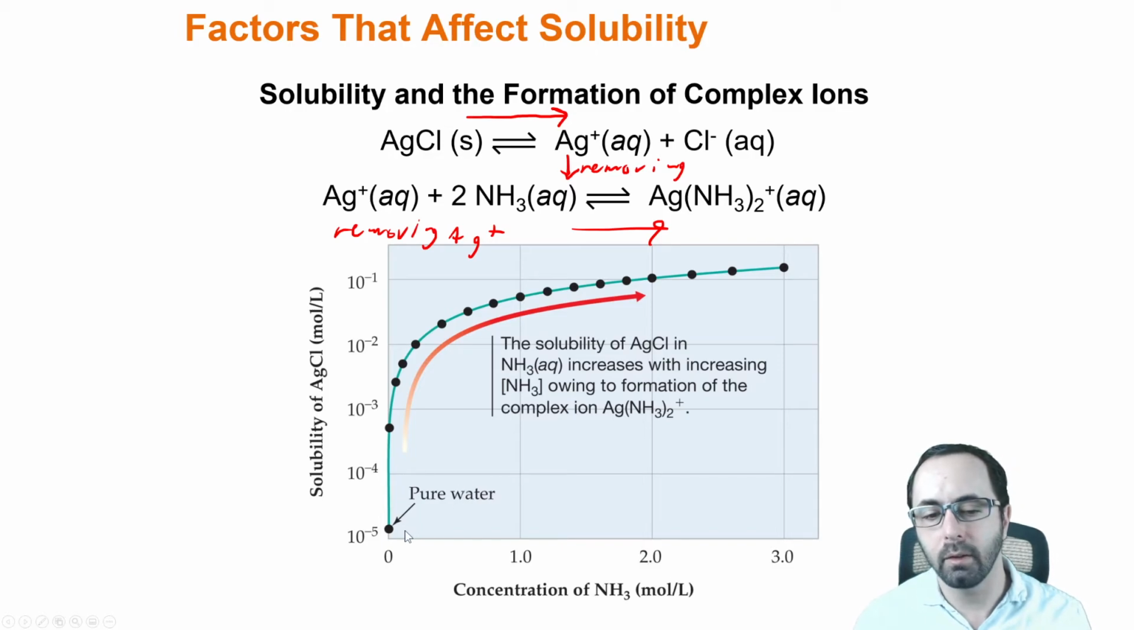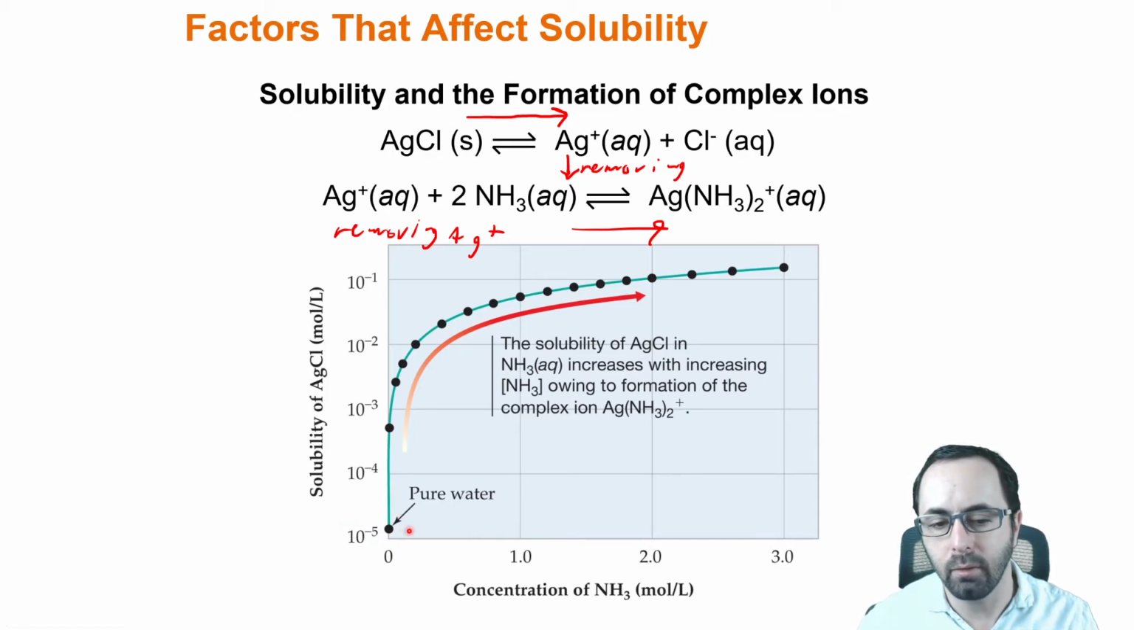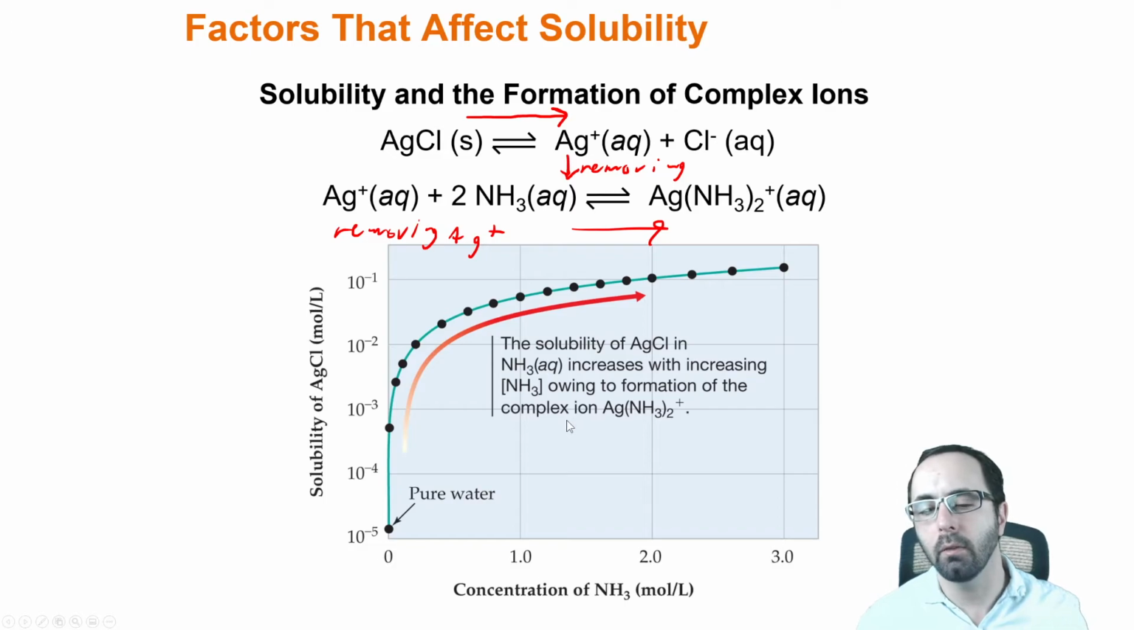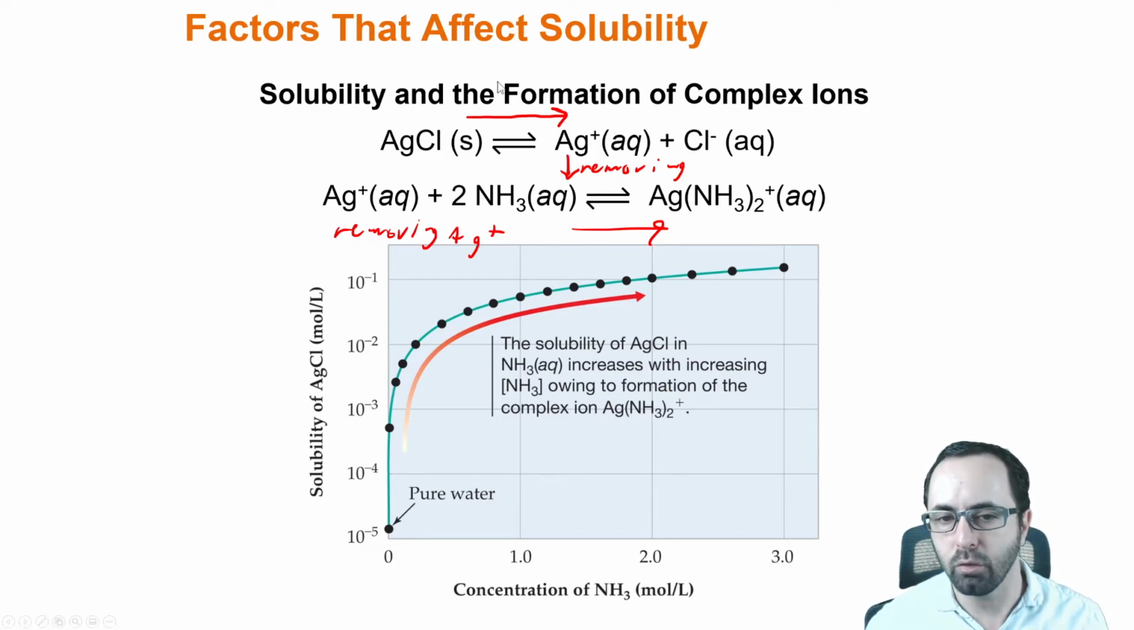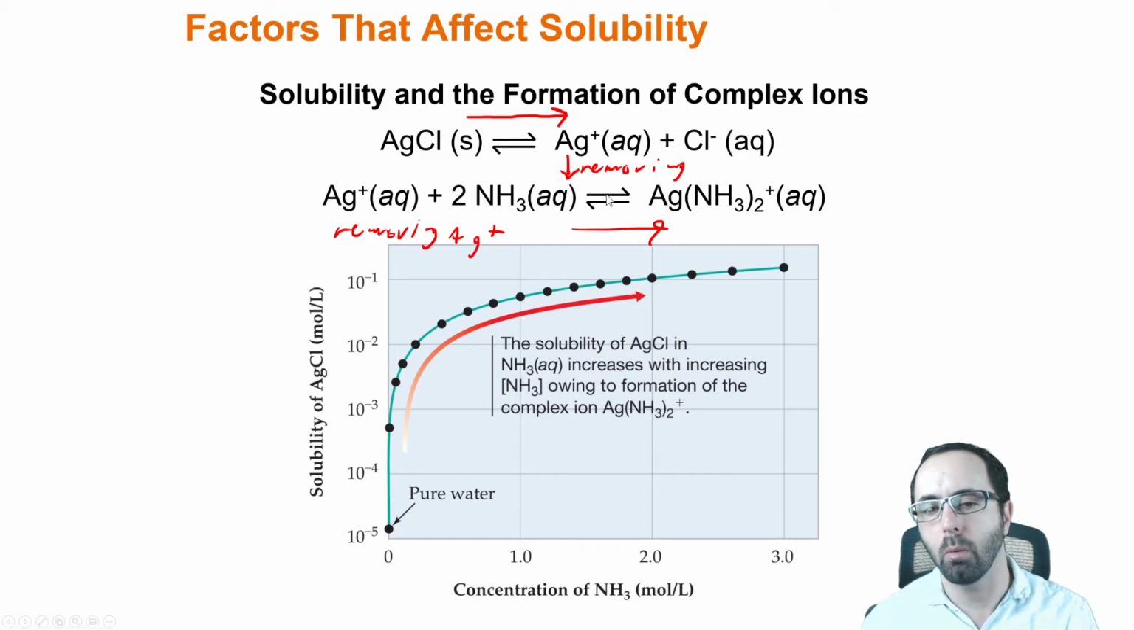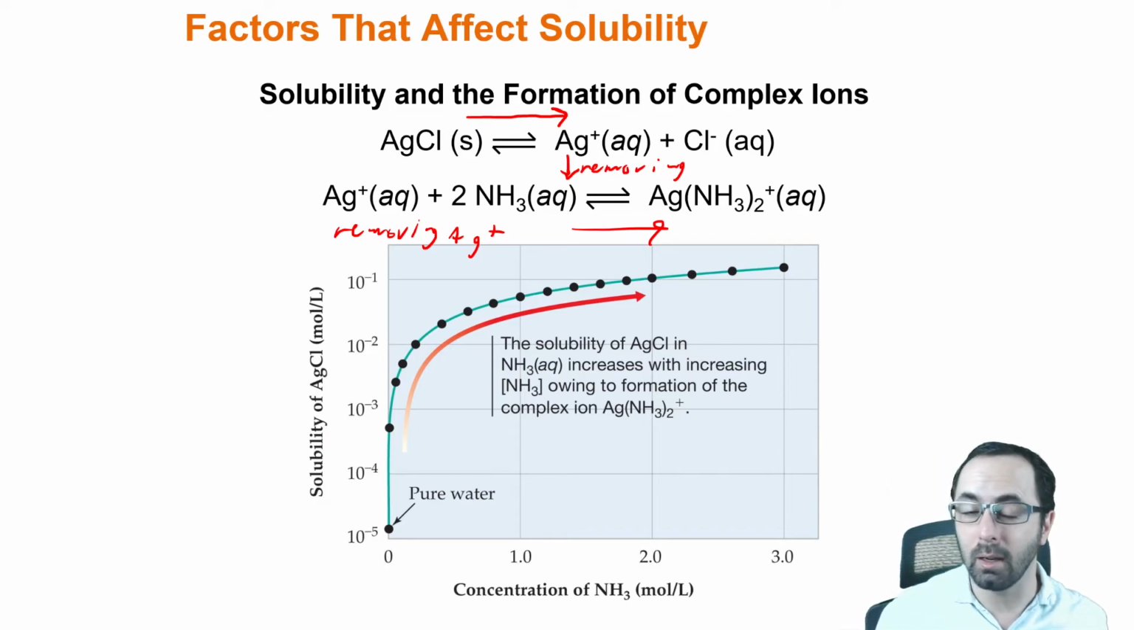So we can see here, here's a graph. Silver chloride has a pretty low solubility in pure water, but if we add ammonia, we can increase the solubility of silver chloride due to the removal of silver ions because of the formation of the diamine silver complex, which drives this solubility equilibrium forward. So again, I'm not going to have you do fancy calculations with solubility in acid or solubility and formation of complex ions. Your book does have some of those in there, but I didn't assign any of them.